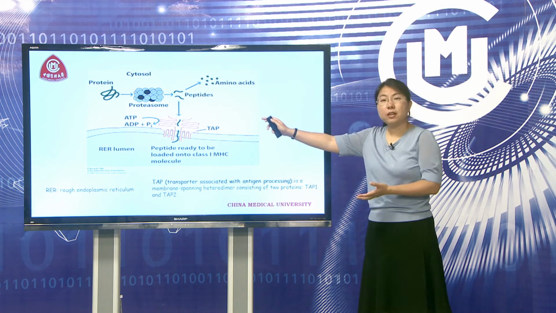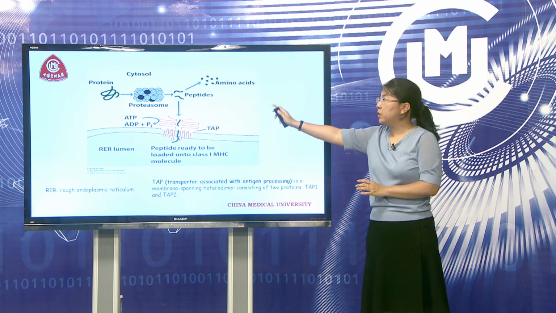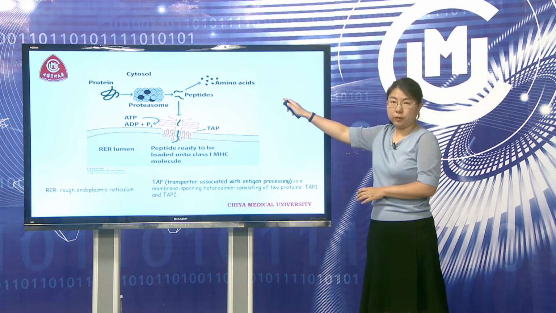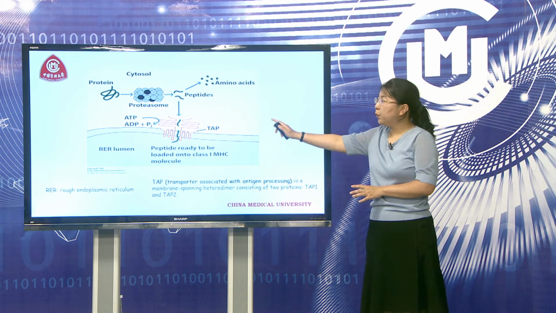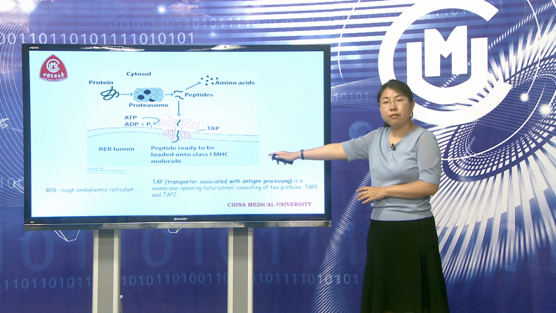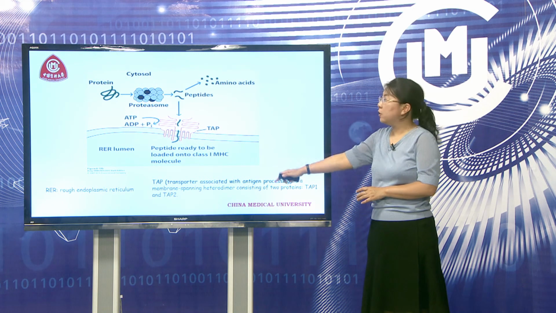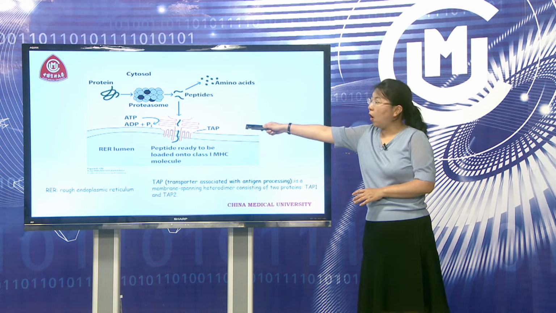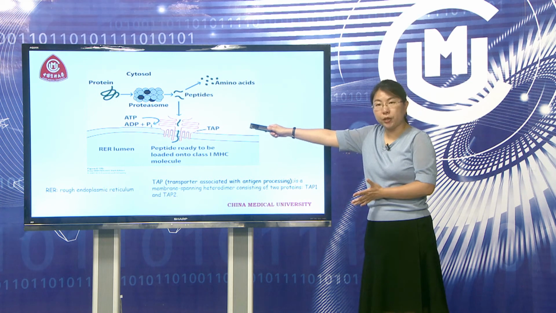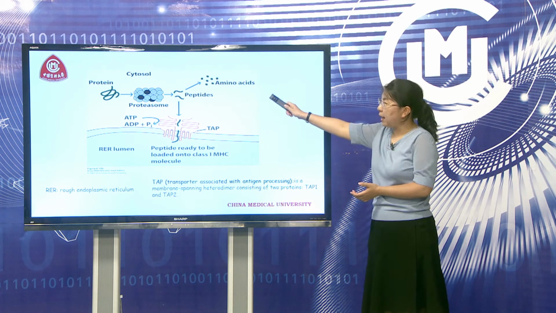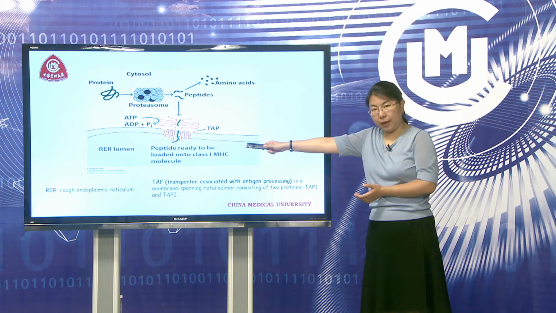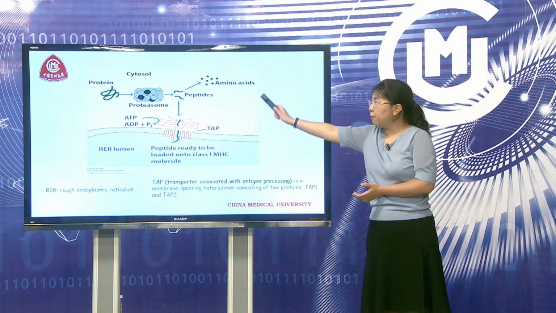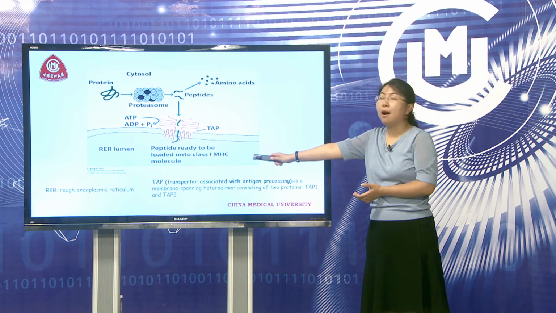After the endogenous antigen is degraded into small peptides in the cytosol, the peptide will move into the ER, the rough endoplasmic reticulum. Here, this structure we call TAP. It is like a gate. The endogenous antigen peptide passes through this gate, from the cytosol to the RER.